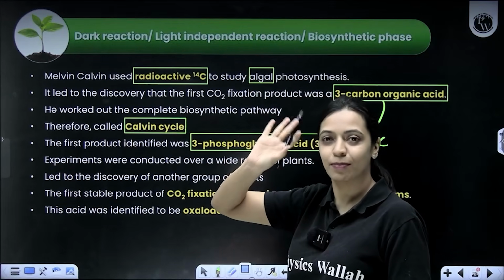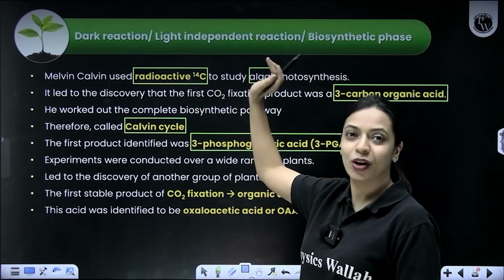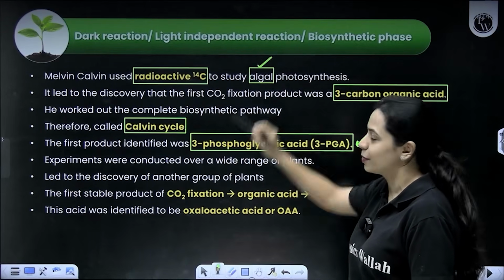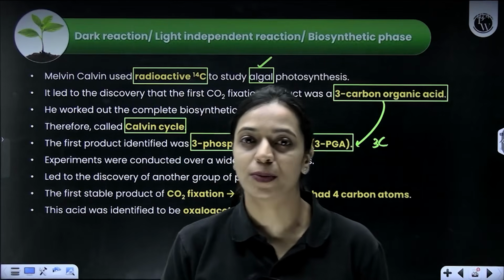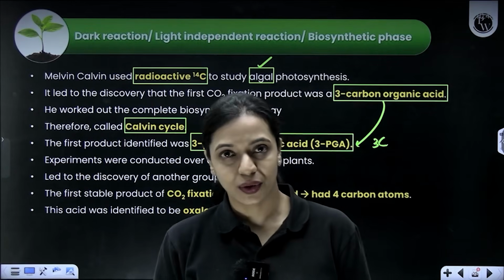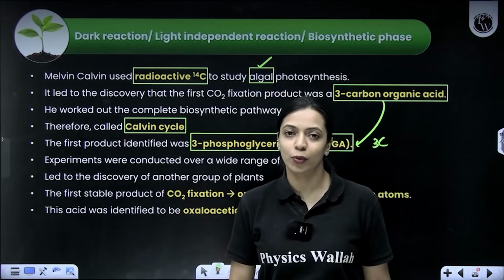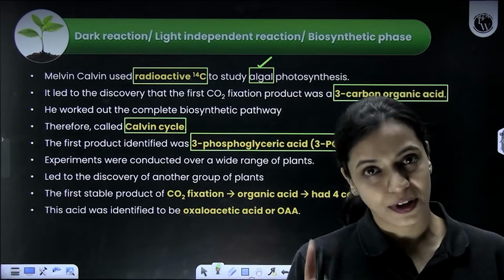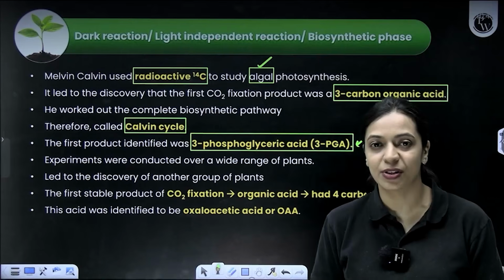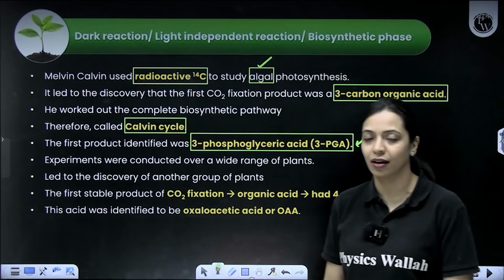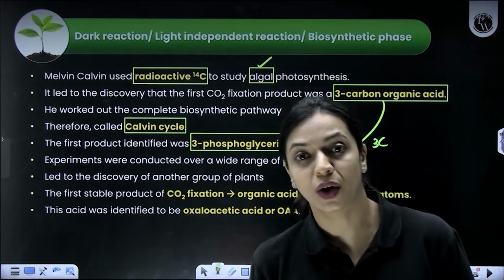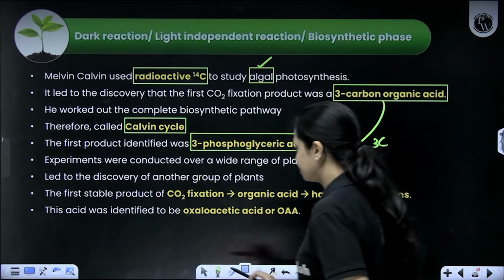Melvin Calvin, whatever experiments he performed using algae, similar experiments other people started to perform using different other plants. They noticed that this is not the only way through which photosynthesis happens or the dark reaction proceeds. In some plants, the first stable product did not contain 3 carbons. Instead, it was a 4 carbon compound, which was called oxaloacetic acid.